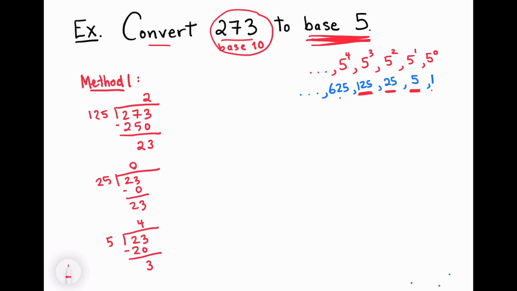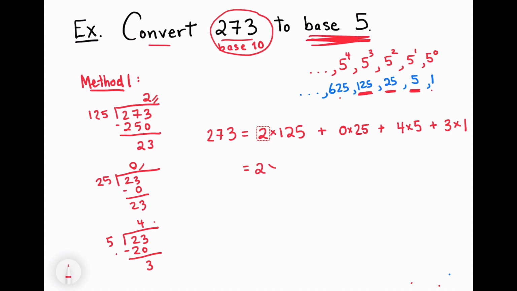This tells me that 273 is equal to 2 times 125 plus 0 times 25 plus 4 times 5 plus 3 times 1. And I'm just going to write this in terms of powers of 5.